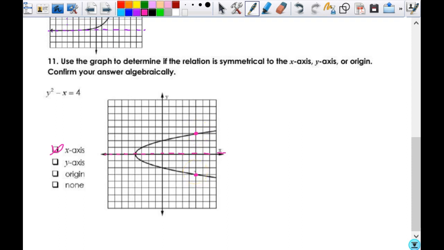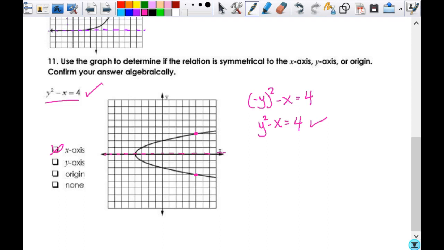Notice your x value stays the same. It's the y value that's changing. So to verify this, you replace y with negative y. So this is negative y squared minus x equals 4. So negative y squared is y squared minus x equals 4. And now this looks the same as this does. I have just verified that when I substitute in a negative y, I get the same, it's not a function, but the same relation back. Okay, and this is not a function because it fails the vertical line test. Right?